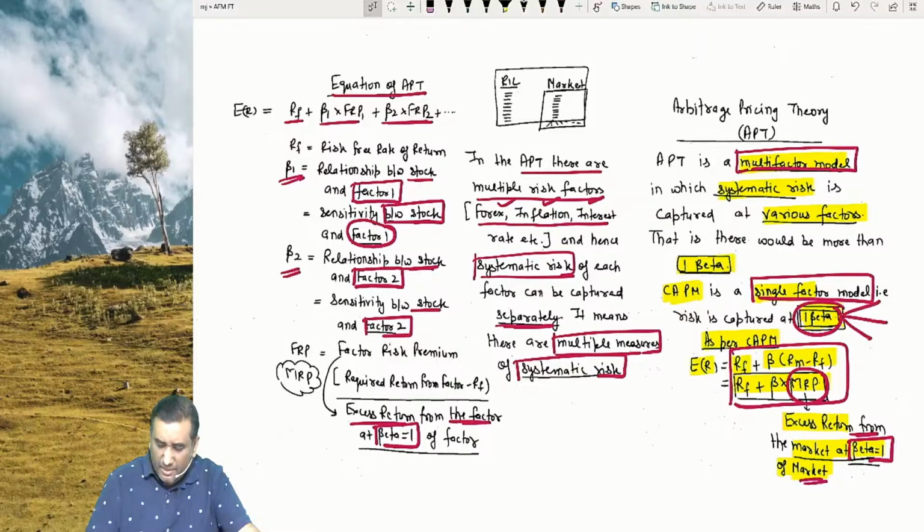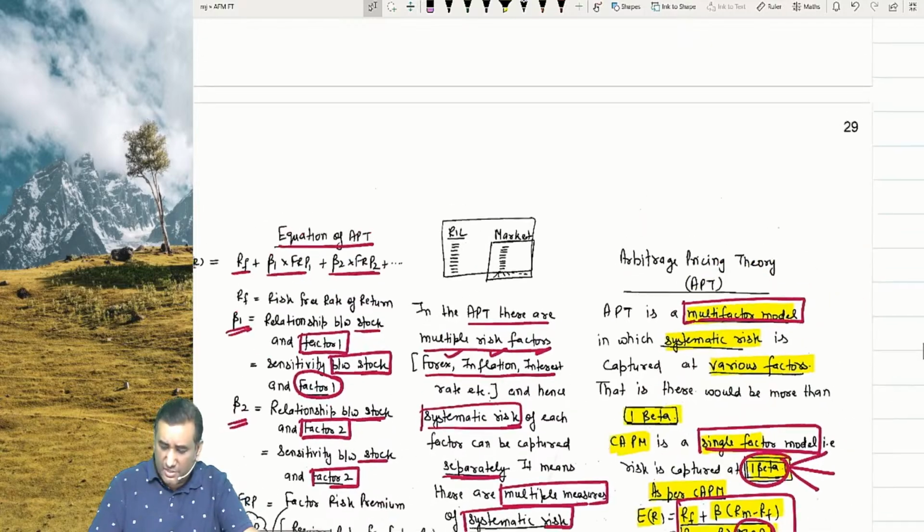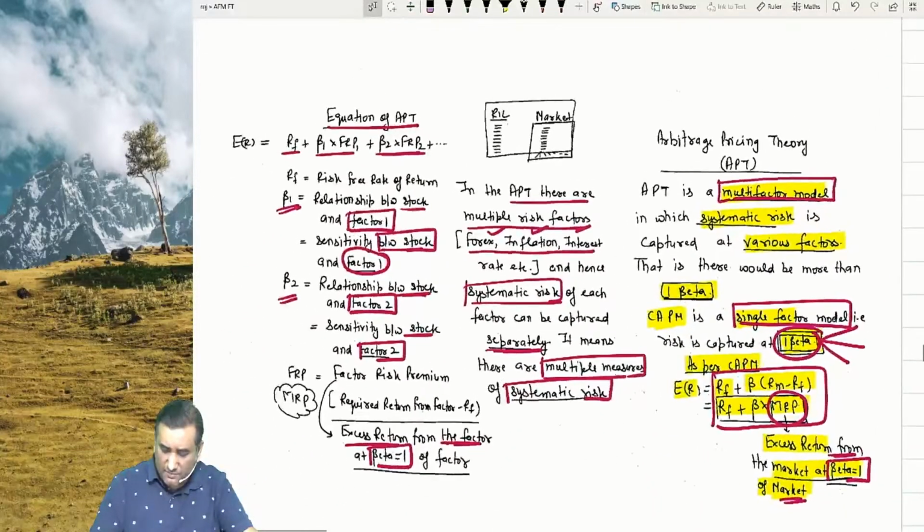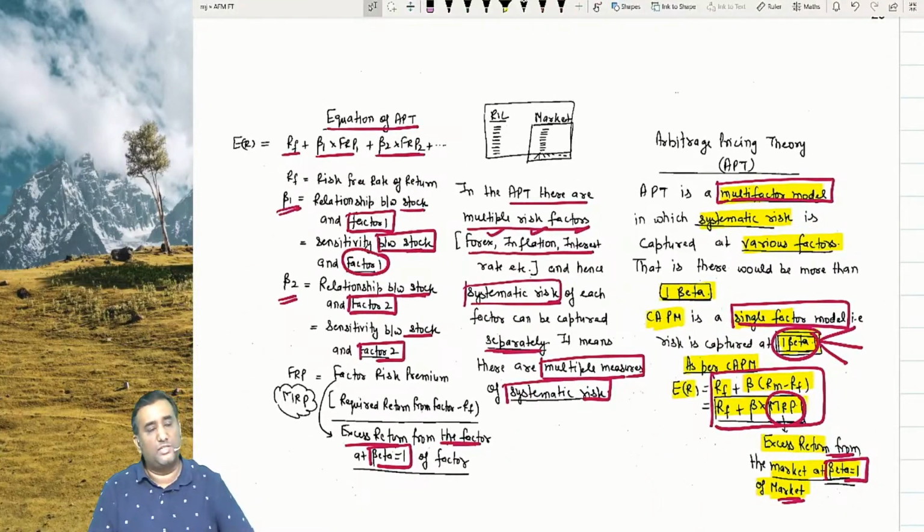Here we discuss APT. Actually, APT is a multi-factor model. Like you have a CAPM, that's RF plus beta into RM minus RF. The slide is not there with you, just read from my slide. APT is a multi-factor model. Instead of capturing the systematic risk with a single beta, we use multiple factors. Remember the equation of CAPM, expected return or required return, whatever you want to use: RF plus beta into RM minus RF. The shortcut formula is RF plus beta into MRP.